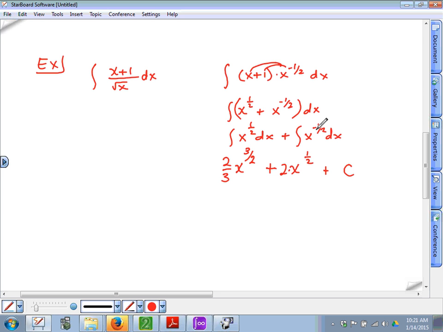This one? So when you take the integral, you add 1 to the power. So negative 1/2 plus 1 is positive 1/2. But then you have to divide by that same power. Dividing by 1/2 is 2, because of the reciprocal rule. If you're looking at it like this, are these like terms? No.